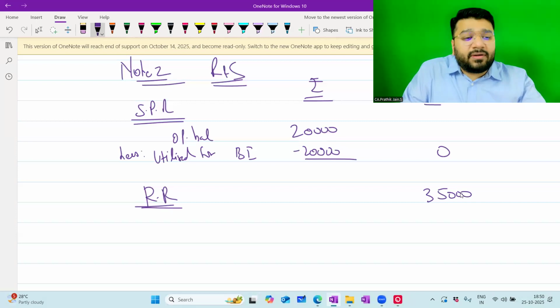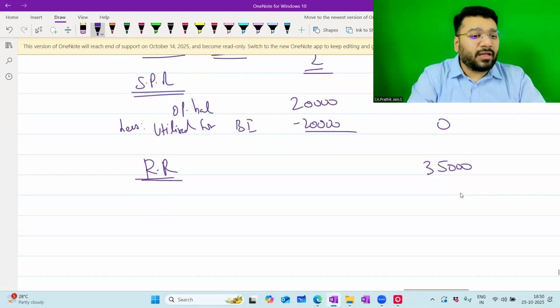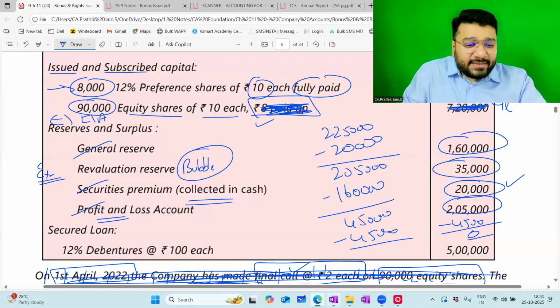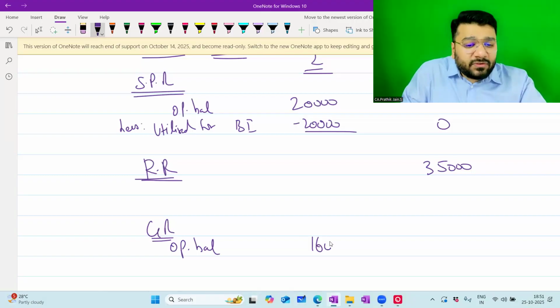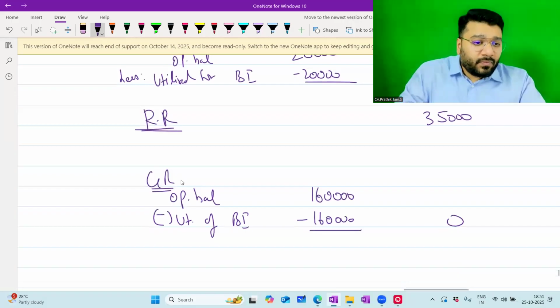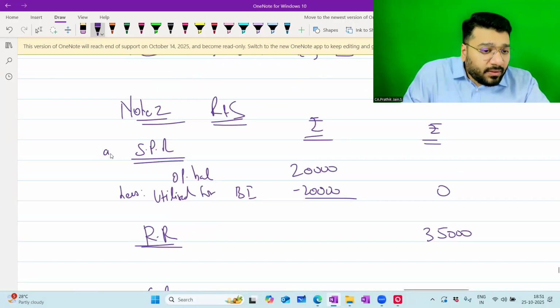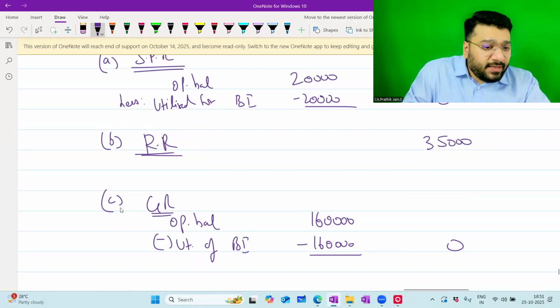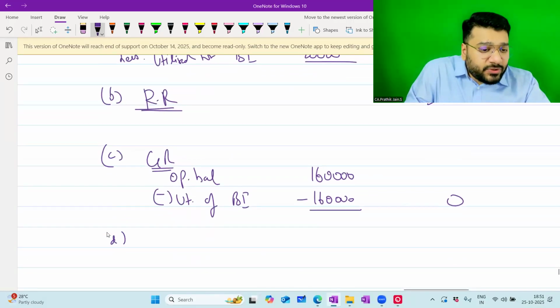First, always the restricted reserves, then free reserves. This is the order. Then general reserve. How much is the opening balance? 1,60,000. How much did you utilize? Full 160, utilized for bonus issue. So balance in general reserve is how much? 0.